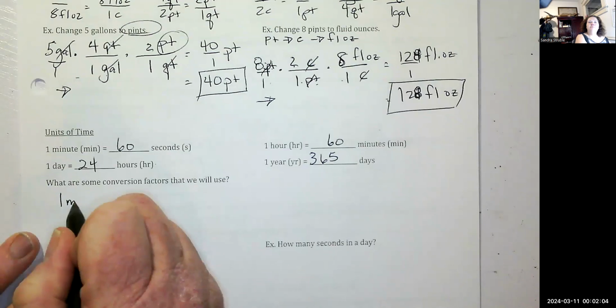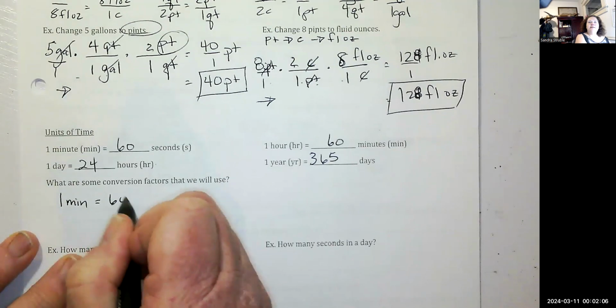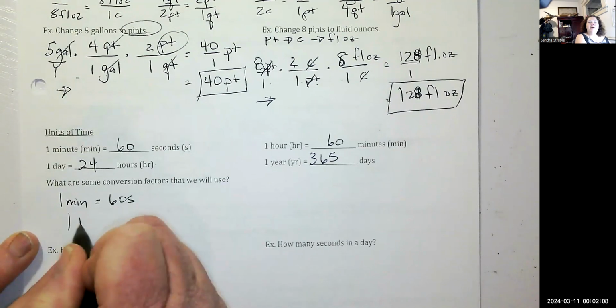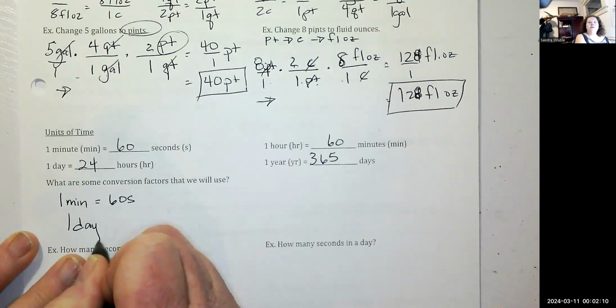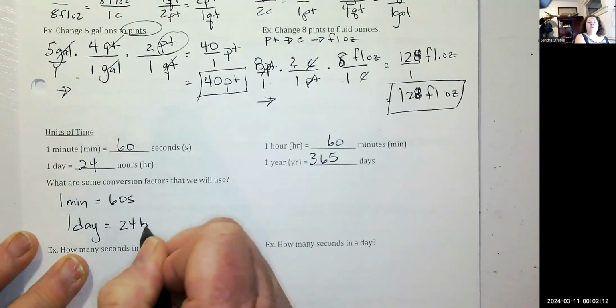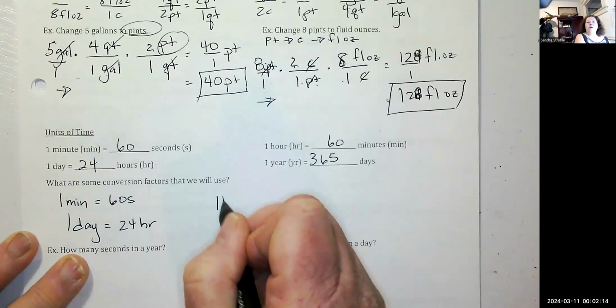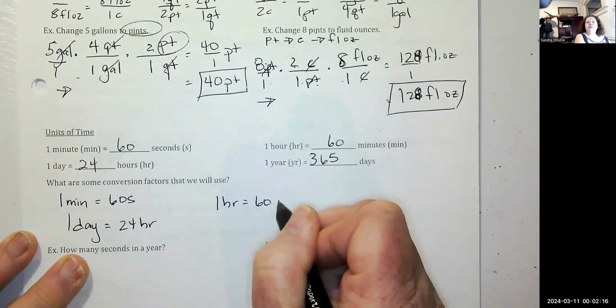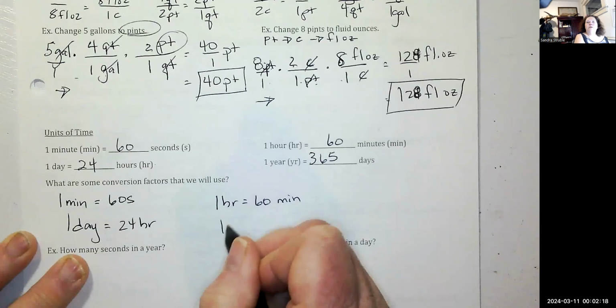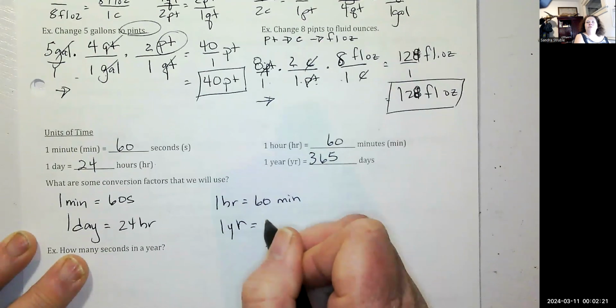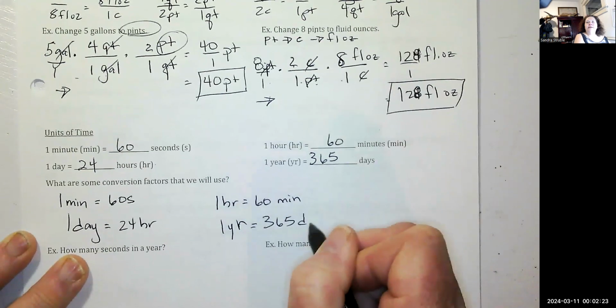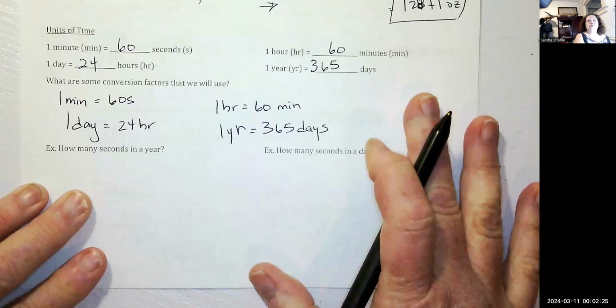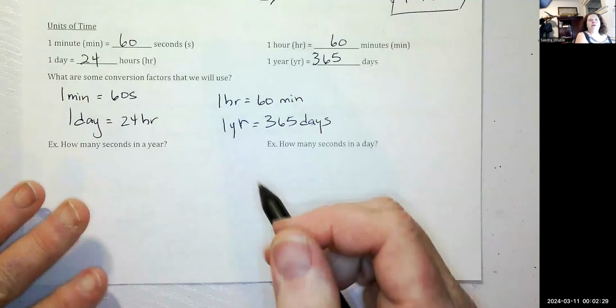I'm just going to go 1 minute is equal to 60 seconds. 1 day is equal to 24 hours. 1 hour is equal to 60 minutes. And 1 year is equal to 365 days. All right. It's just nicer to see it this way. To me, it just seems cleaner.